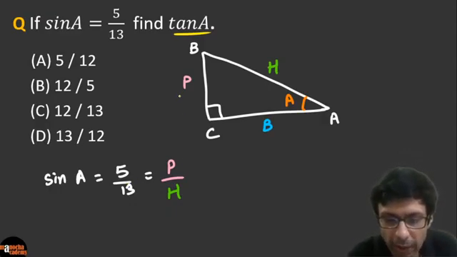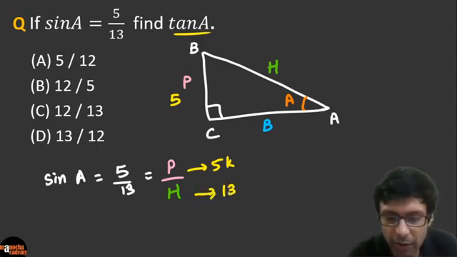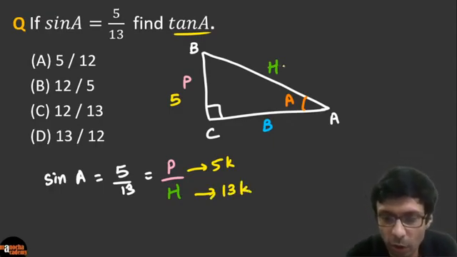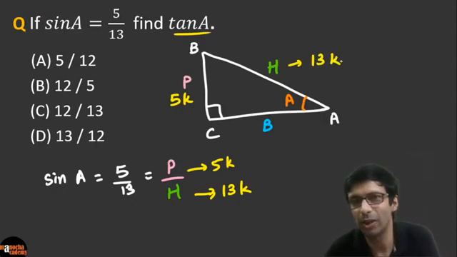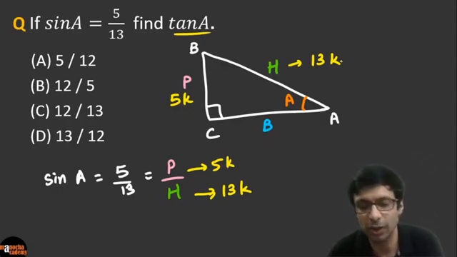So we know the ratio, so we can take P as 5K, and the hypotenuse we can take as 13K, because they are in that ratio, so K will cancel, where K is some constant, because we don't know what it is. You can even take 5 and 13, but to be more accurate, it's a ratio. So we don't know what P is, we don't know if it is exactly 5. So we are taking 5 times a constant, and H is 13K.